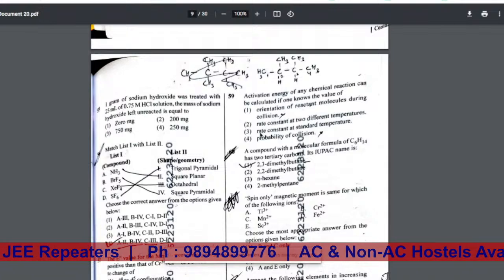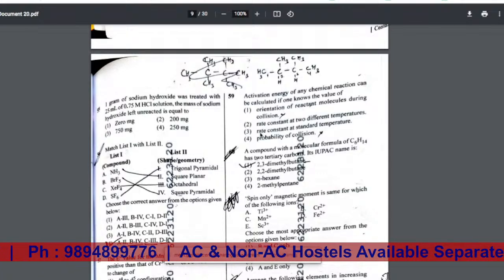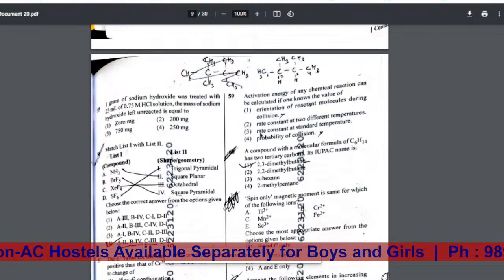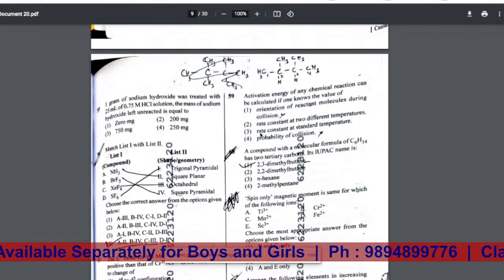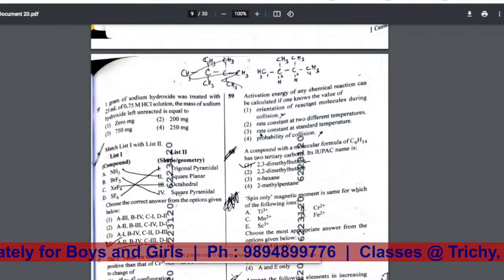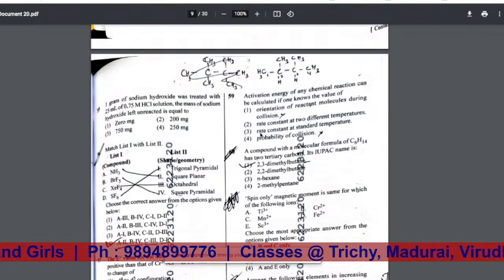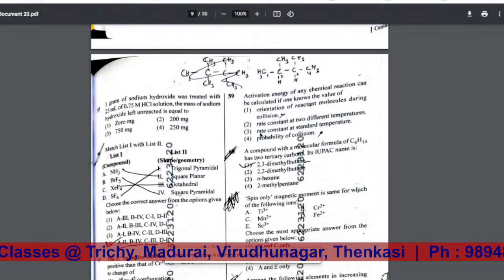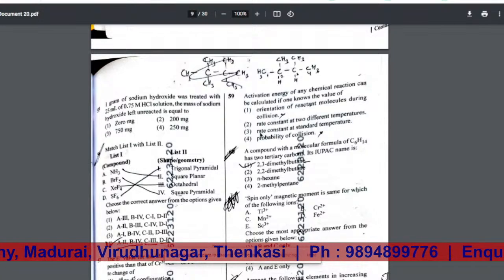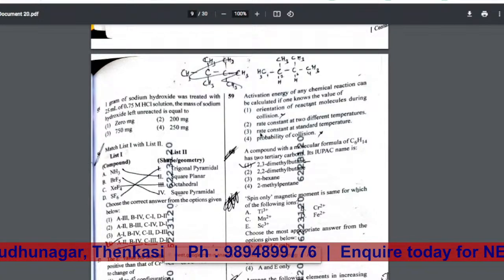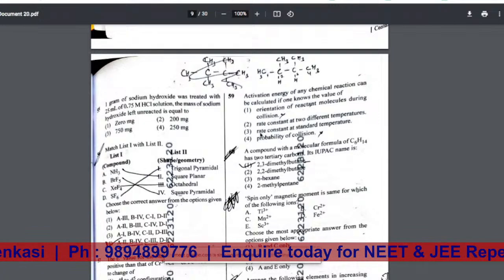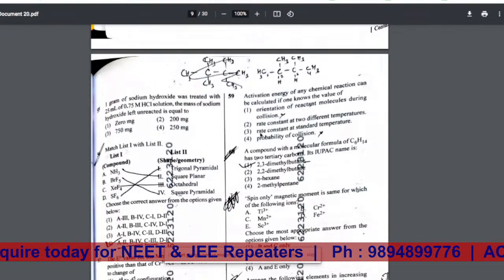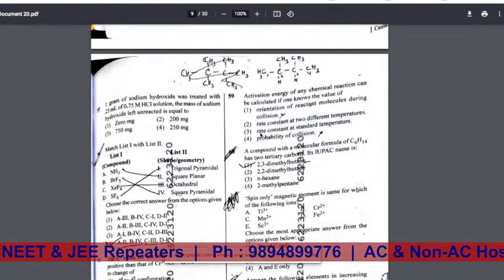Now first we will check NH3. NH3 hybridization is sp3, so its geometry is tetrahedral. But if we check its shape, it has 3 bond pairs and 1 lone pair. So its shape will not be regular tetrahedral. Its shape will be trigonal pyramidal. So NH3 is matching with the first option of list second. Okay. Now if we check BrF5.